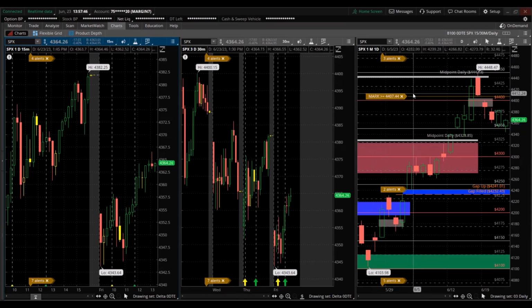It's three grids. From the left, it's 15-minute, it says here on the upper left. The middle, 30-minute. And the right, daily. This is using a desktop trading platform called Thinkorswim, owned by Charles Schwab now.